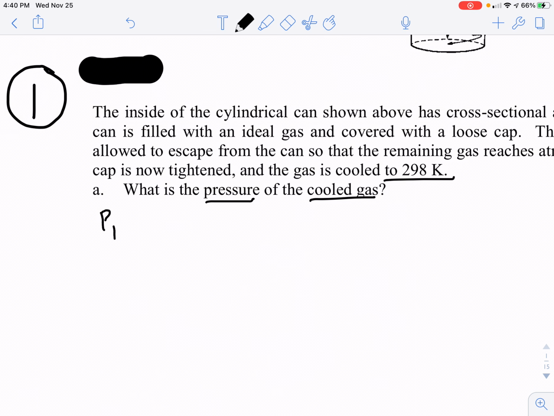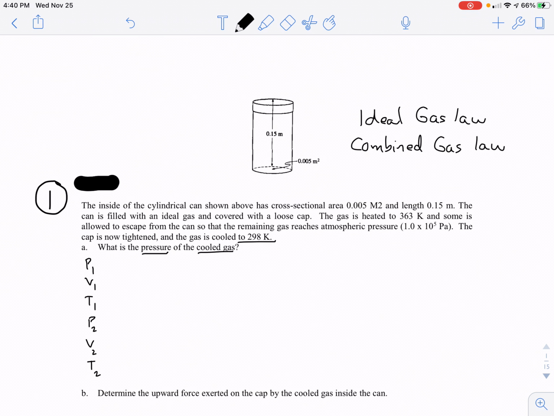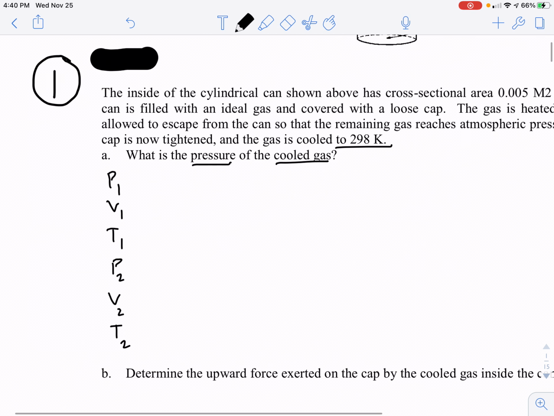Pressure 1, volume 1, temperature 1. Pressure 2, volume 2, temperature 2. Now the volume of the can never changes. So I'm going to essentially cancel the volume from both parts, because whatever I put here is going to be the same amount here. I'm not going to bother calculating volume yet. I'm just going to cancel it from the whole thing.